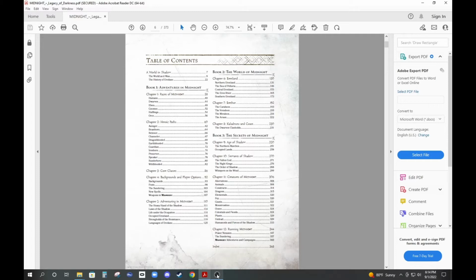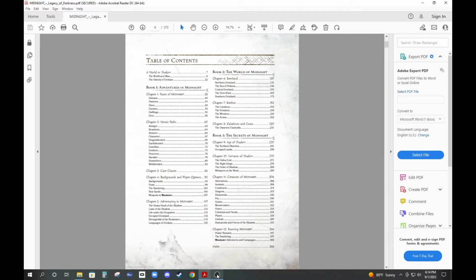Now, the focus of this video is going to be on the first parts of Book 1, Adventures in Midnight, where we talk about the different races that you can choose from, but we're really going to focus a little bit more on the classes to choose from and the heroic paths, because for the players, I feel like that's really where the core of the game sits, is choosing the hero that you want to be and the path that they will take.